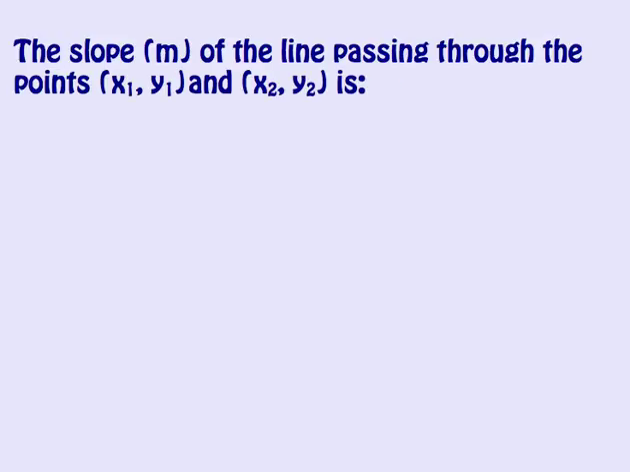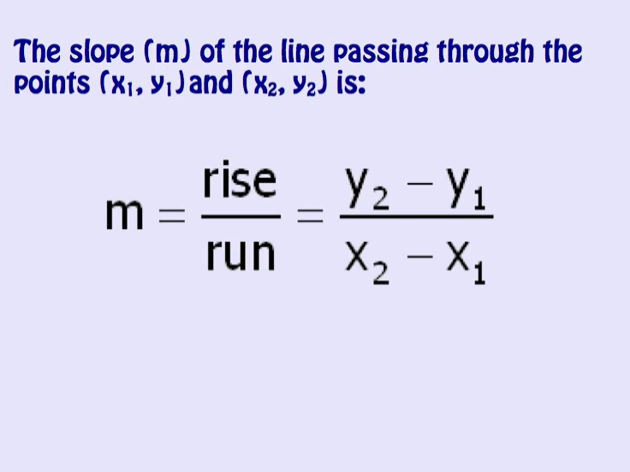The slope m of the line passing through the points (x1, y1) and (x2, y2) is m equals, we just talked about rise over run, you take the y value minus the y value over the x value minus the x value. So it's the change in y's over the change in x's.